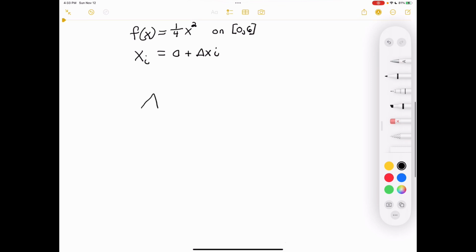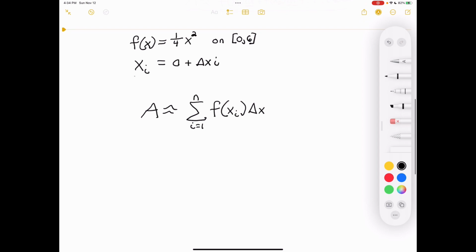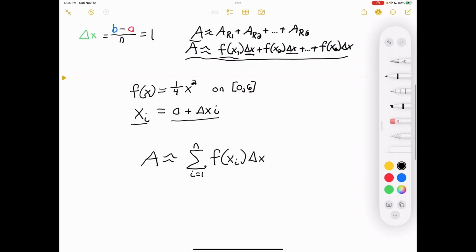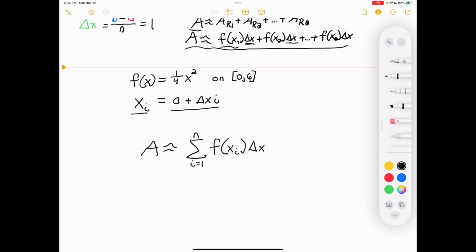I can say that the area under the curve is approximately equal to the summation from i equals 1 to n of f of x sub i times delta x. And x sub i for right-hand endpoints, a formula to get each right-hand endpoint of the subinterval, is a plus delta x times i. So I know this might be a little overwhelming, but let's just go through it nice and slowly.